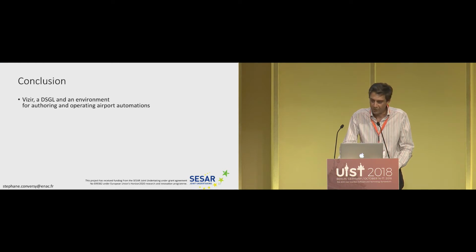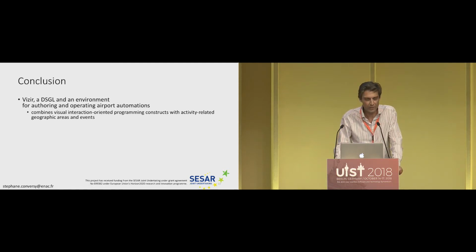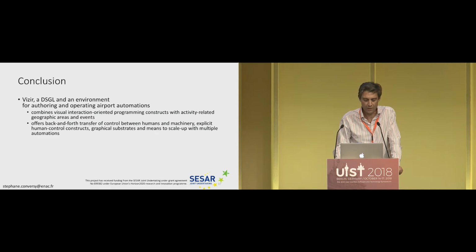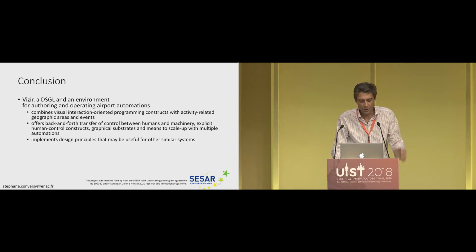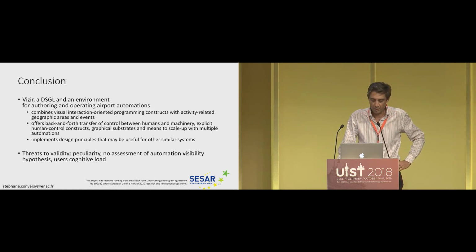So I'm finishing now as a conclusion. I have presented Vizir, a DSGL, Domain-Specific Graphical Language and Environment, that combines visual interaction-oriented programming constructs with activity-related geographical areas and events, that offers back and forth transfer of control between humans and machinery, explicit human-controlled constructs, graphical substrates, and means to scale up with multiple automations, and that implements design principles that may be useful for other similar systems. Of course, there are a lot of threats to validity, and I'm sure you have noticed that.